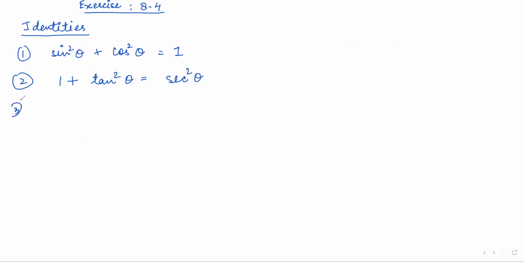Yes, ma'am. So similarly, we have 3 trigonometric identities. That means you don't have to prove them, but you can use them in the questions. It's already proved. So the first one is that sine square theta plus cos square theta is equal to 1. Now theta can be any angle, so it's always 1. Now second identity is 1 plus tan square theta is equal to sec square theta. And the third identity is 1 plus cot square theta is equal to cosec square theta. So these are the 3 trigonometric identities.